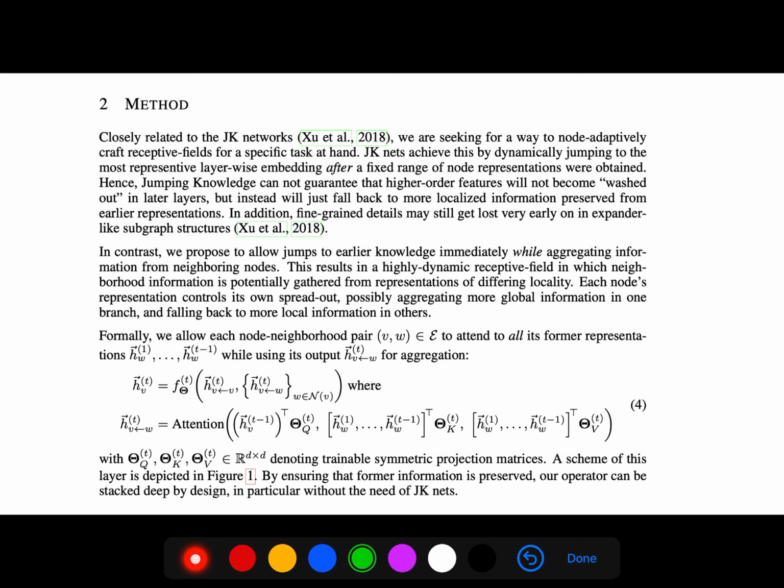So we propose to allow jumps to earlier knowledge immediately while aggregating information from neighboring nodes. This results in a highly dynamic receptive field in which neighborhood information is potentially gathered from representations of differing locality. Each node's representation controls its own spread. So we allow each node-neighborhood pair to attend to all its former representations.